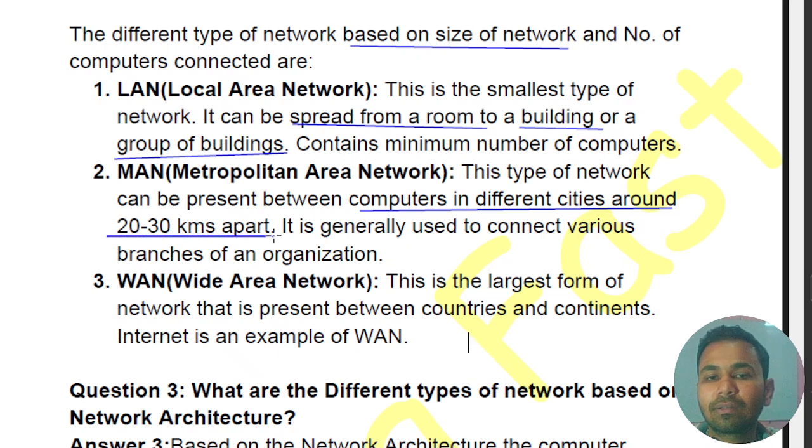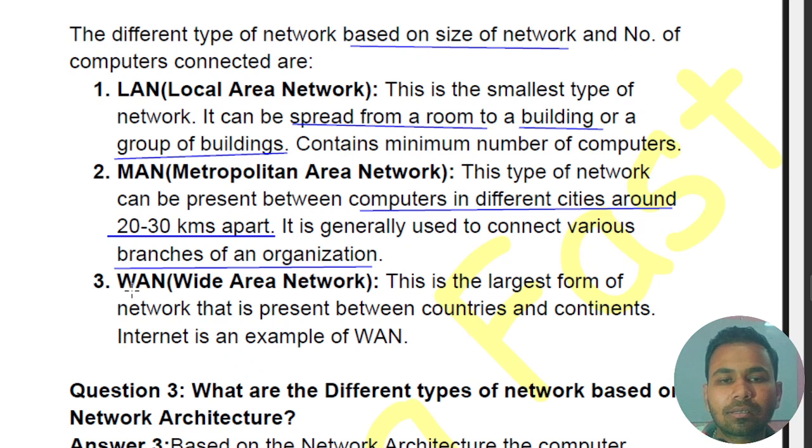20 to 30 kilometers apart. So we have two adjacent cities, and there we have branches of different organizations, suppose, and we want to connect those branches, or we want to connect those offices, then we can use metropolitan area network. It connects between different cities that are approximately 20 to 30 kilometers apart.